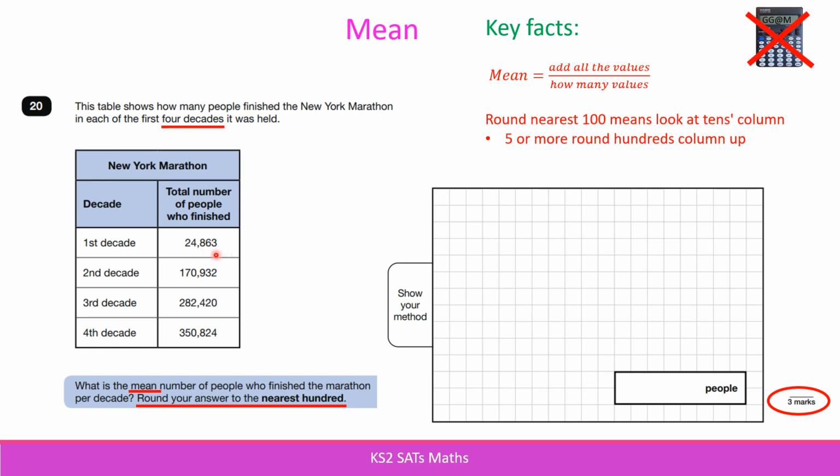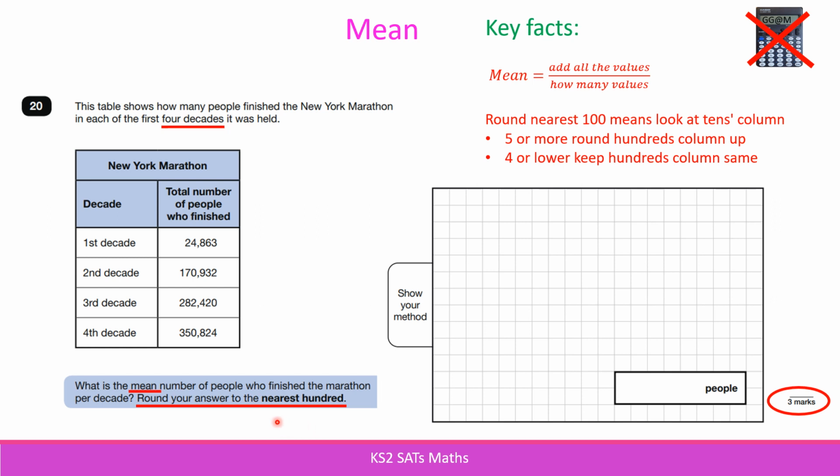So it would end in 900. So 24,900. In this case here, we're looking at the 2. So if I look at the 2, is less than 5. So if it's less than 5, you keep the number the same in the hundreds column. So this would give me 282,400 if I was going to round this to the nearest hundred.